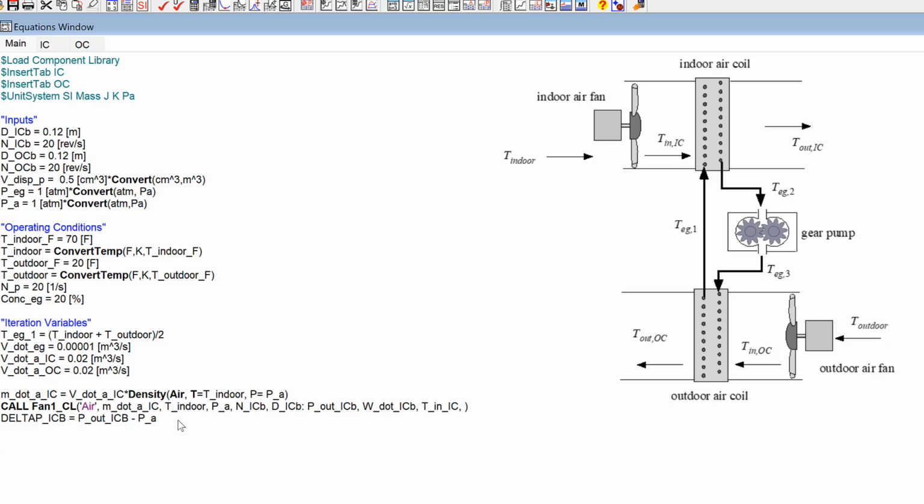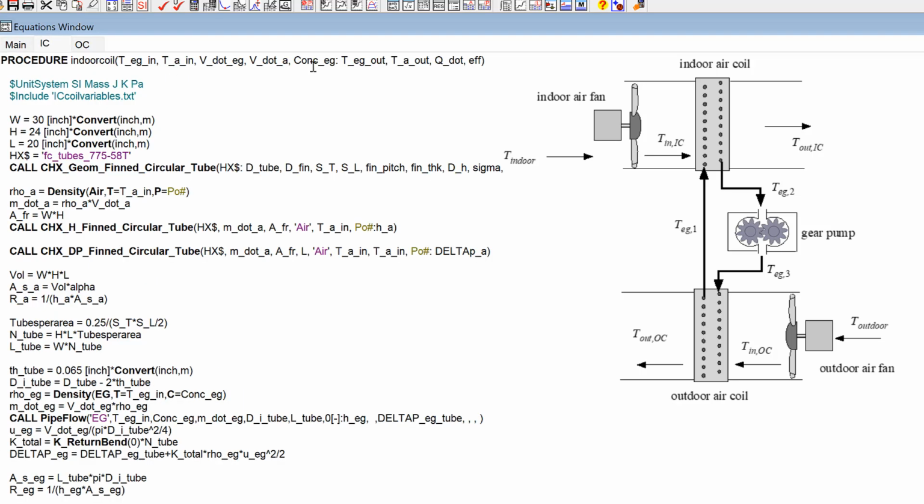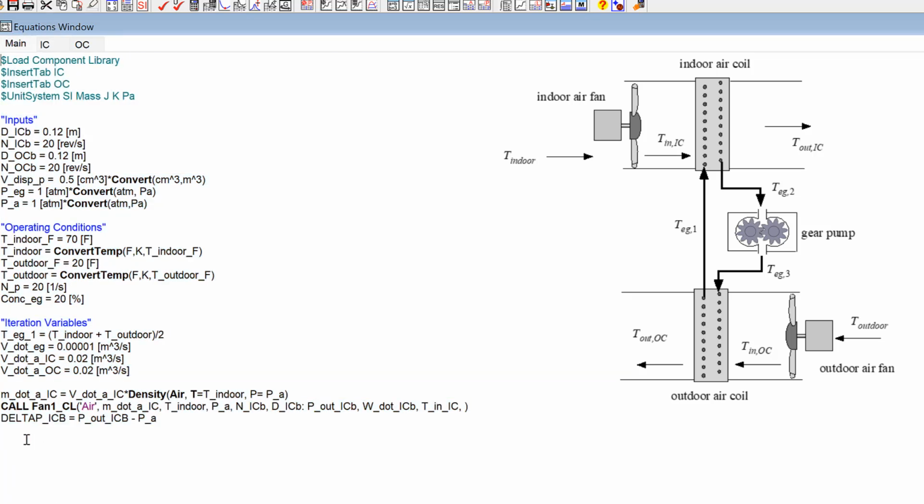The next thing I got to do is force the air through the indoor air coil. So that's going to use this procedure that I wrote in the previous video. So we'll call the indoor air coil. It's going to take in the ethylene glycol temperature, which we said is TEG1. It's going to take in the air temperature, which for us is T in IC. Volumetric flow rate on both sides. This is V dot AIC.